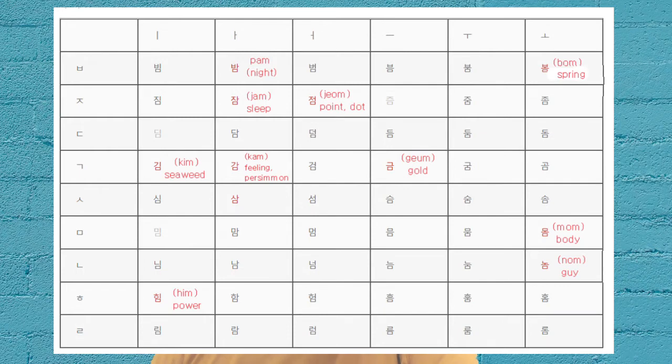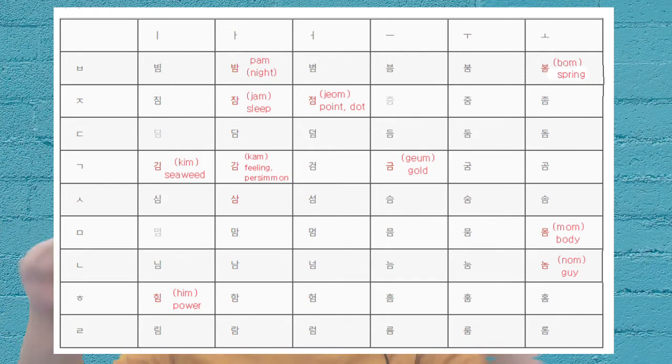Then we have sim, sam, som. Som means island. And then we have mim, mam, mom. Mom is bad. And then nim, nam, nom, num. Nom is a guy.